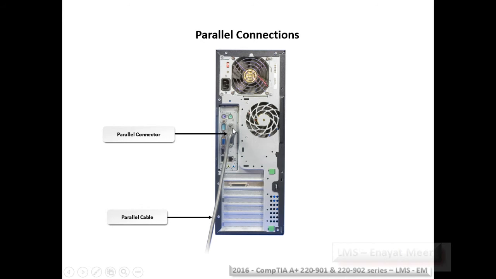So this is a DB25 female parallel connector, and one end is 25 pin, the other end is a 36 pin connector that goes onto the device side. So that device could be a printer, for example, and it is also known as a Centronics 36 pin. So these are the parallel connections from the same system unit's backside.